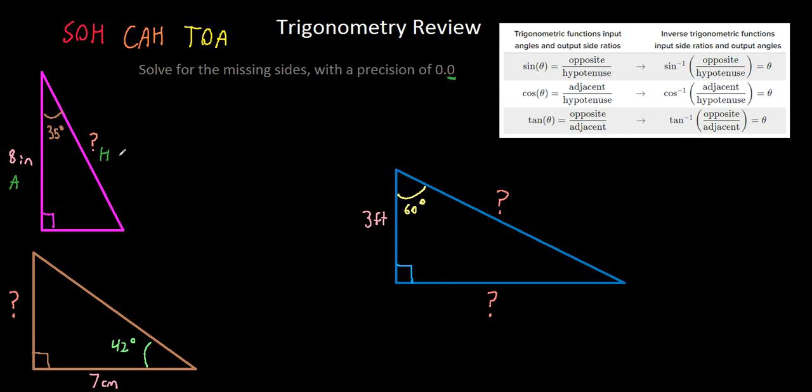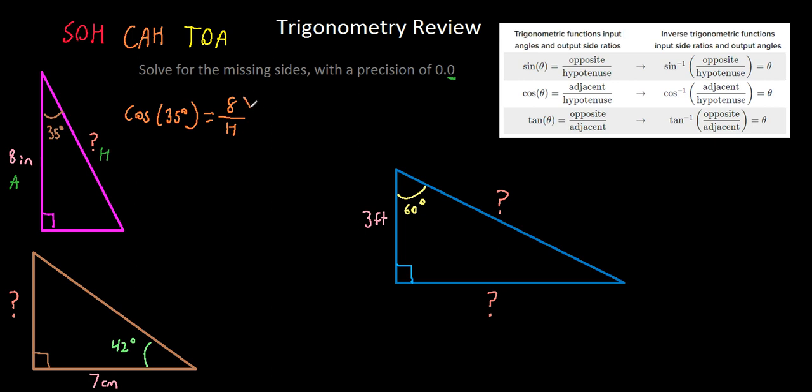So which one do you use, adjacent and hypotenuse? Well, that's cosine. So we take the cosine of our angle, which is 35 degrees, and we're going to set that equal to adjacent over hypotenuse. Well, adjacent is 8 inches over hypotenuse. So let's leave that as h. And so this becomes a simple algebra problem.